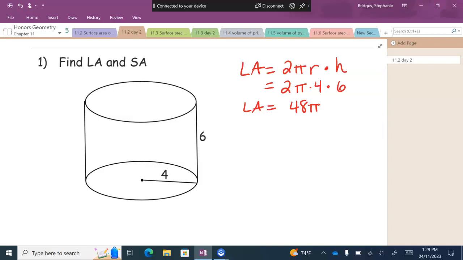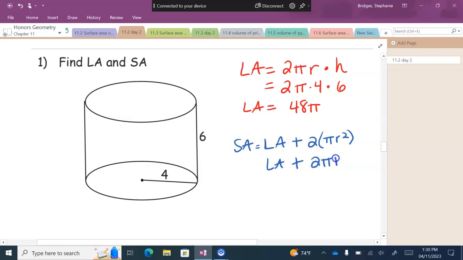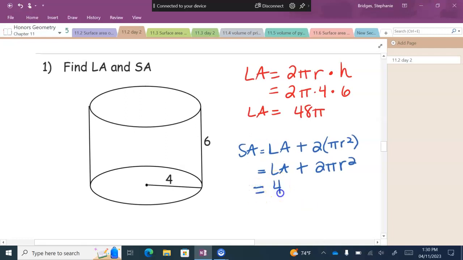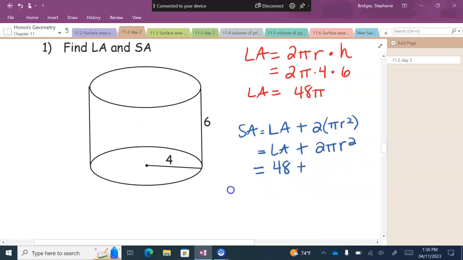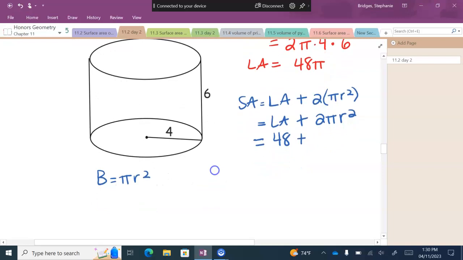Okay. All right, now we're going to do surface area. And surface area is, the formula is the lateral area plus 2 times my base area. But what's the formula for area of a circle? Pi r squared. So essentially it's my lateral area plus 2 times pi times radius squared. Okay. What did we say our lateral area was? 48. Okay. Oh, we didn't find the area of our base, did we? Let's go do that. The base area is pi r squared. What's my radius again? 4. So we're going to go pi times 4 squared. What would that be?